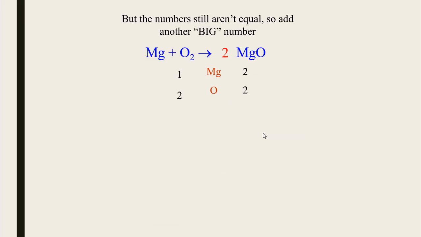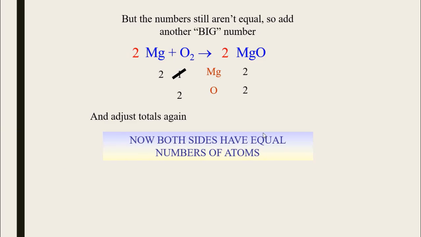So we will put 2 before the magnesium atom, and adjust totals again. So we have here both sides with equal numbers of atoms. I have 2 magnesium atoms producing 2 magnesium atoms in the product, and 2 oxygen atoms producing 2 oxygen atoms in the product. So this equation now is balanced.